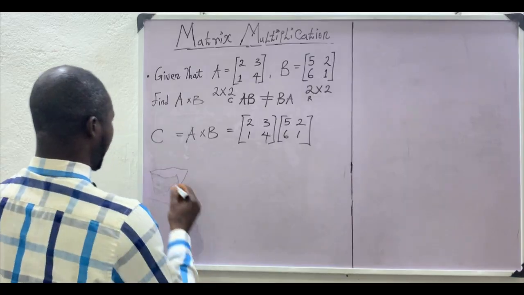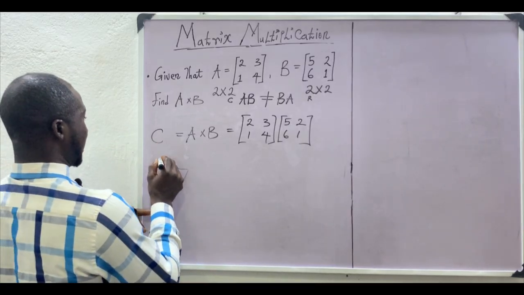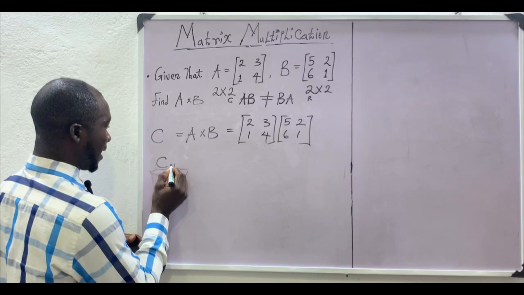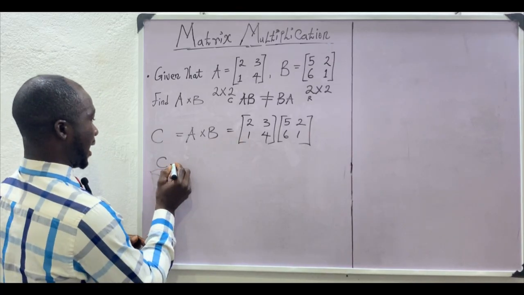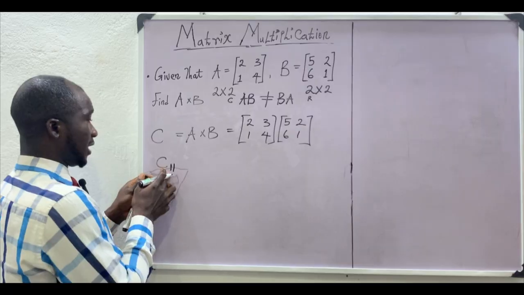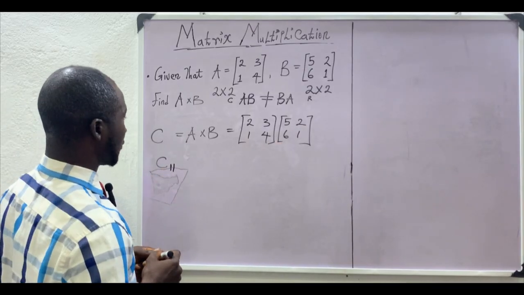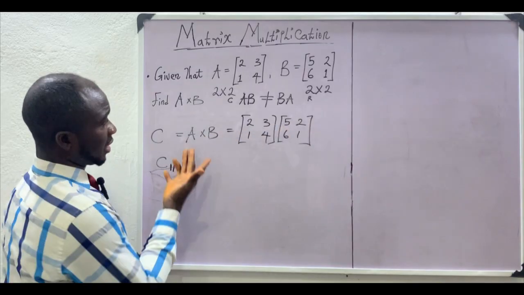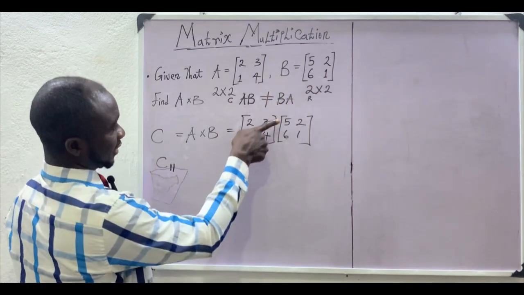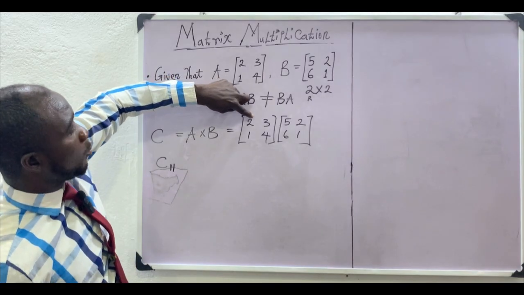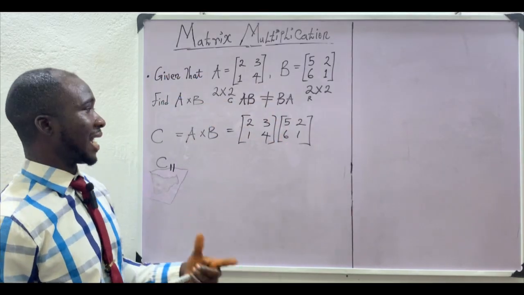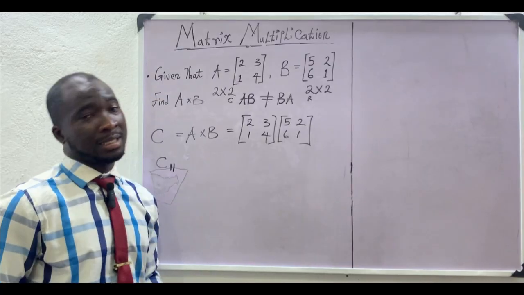Now, let's say, for example, that the first entry in this matrix C is C11. In other words, here we are picking the first row in A and the first column in B, and we want to multiply them. In the first row, there are 2 entries, 2 and 3. And in the first column, there are also 2 entries, 5 and 6. So the first entry here will be used to multiply the first entry here. Then the second entry here will be used to multiply the second entry here. And after the multiplication, we'll simply add their results.